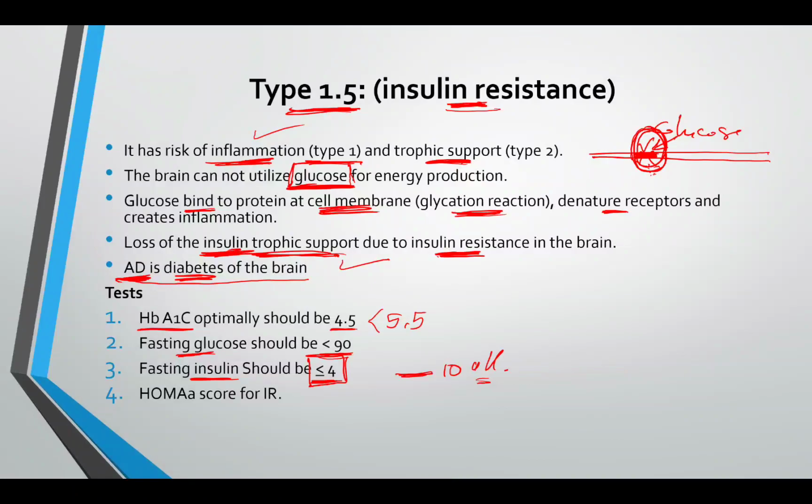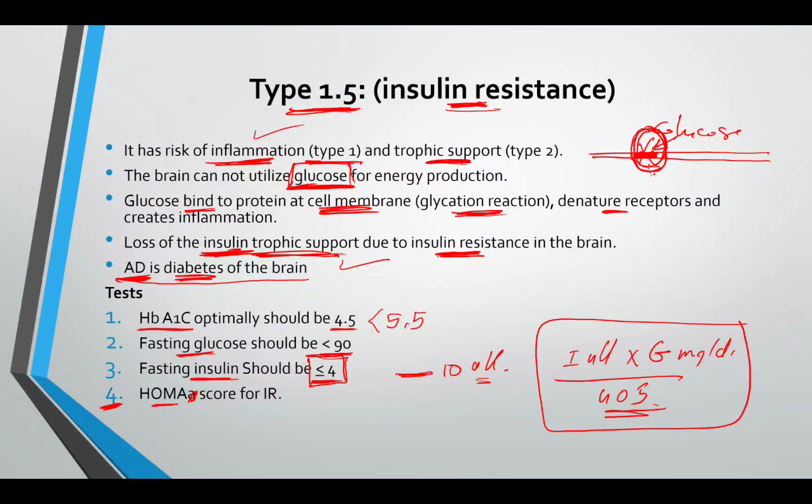And the last test and the most accurate is the HOMA score. In the HOMA score, we multiply the insulin in microunits by the glucose in milligrams per deciliter and divide by 405. This gives us a number by which we can identify if the person has insulin resistance or not. Now we have diagnosed the insulin resistance.